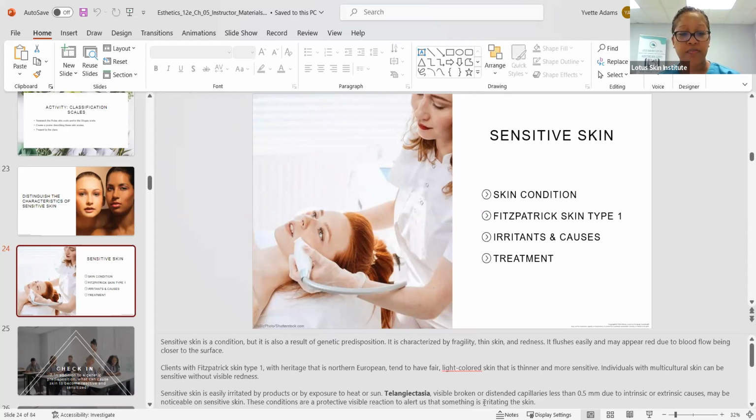Clients with type 1 with heritage that is Northern European tend to have fair, light colored skin that is thinner and more sensitive. Individuals with multicultural skin can be sensitive without visible redness. Why? Because of the melanin. Sensitive skin is irritated by products and exposure to heat or sun.